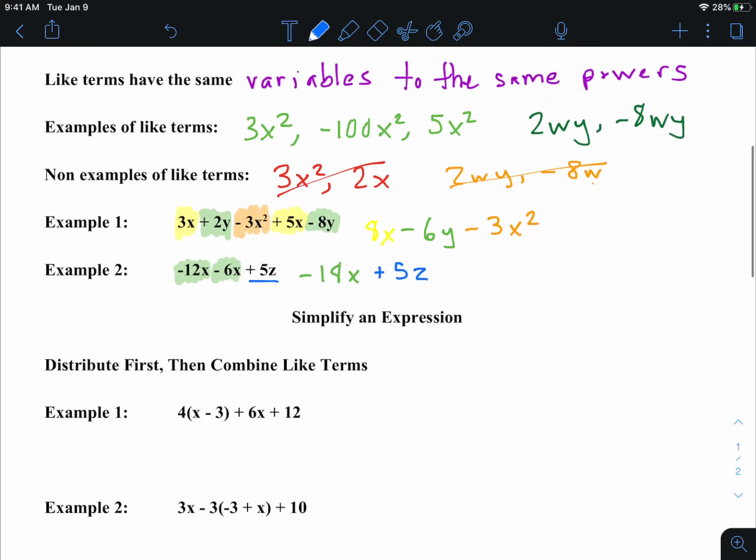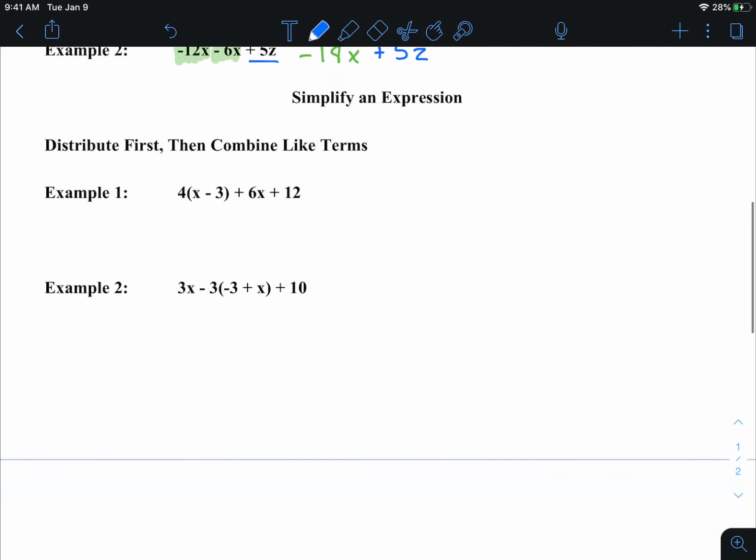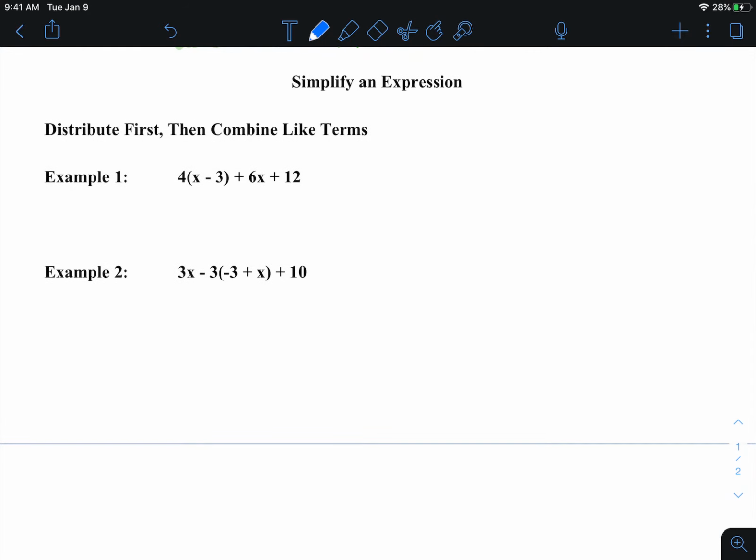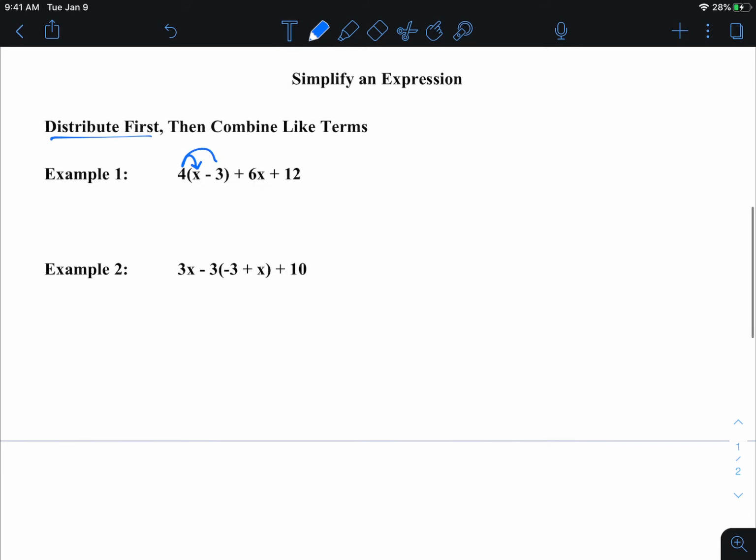All right, so now when you're asked to simplify an expression, you distribute first, then combine like terms. So let's do this distribution, and then we'll rewrite our expression. So I have 4 times x. 4 times negative 3 is going to give me negative 12 plus 6x plus 12.